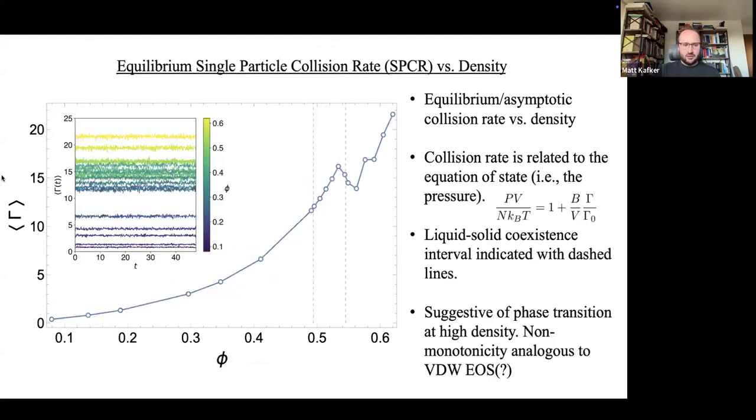Okay, so now I guess the first thing that we might want to do is just take the time average of each of these curves, and then we get here, this is the density. This is the average collision rate. We get some curve that looks like this.